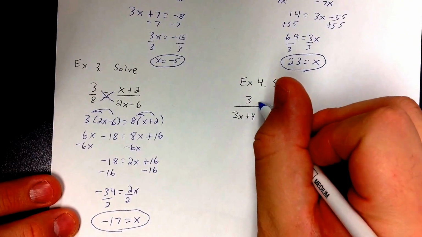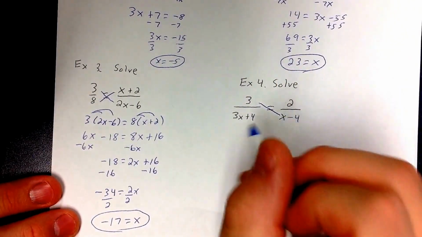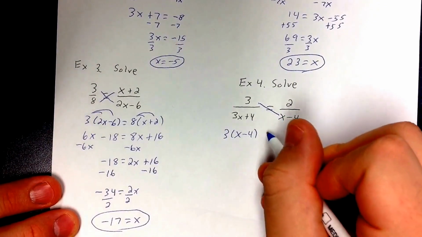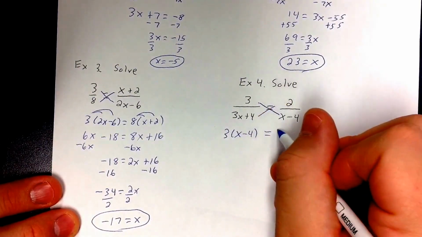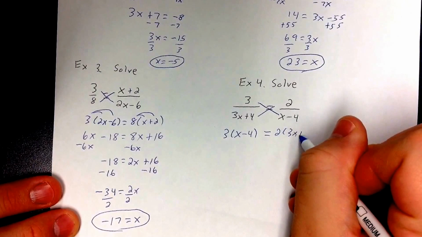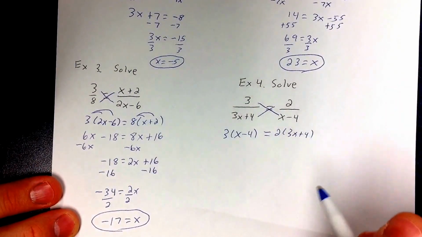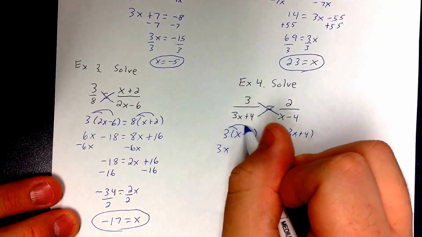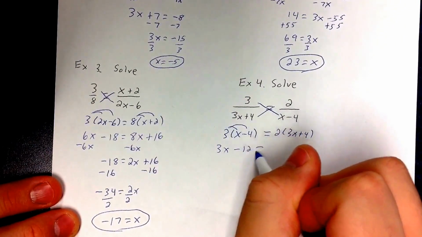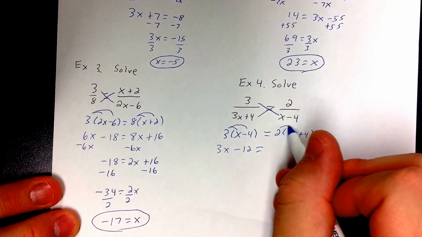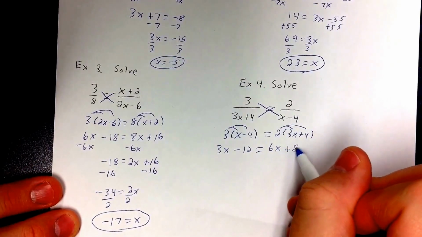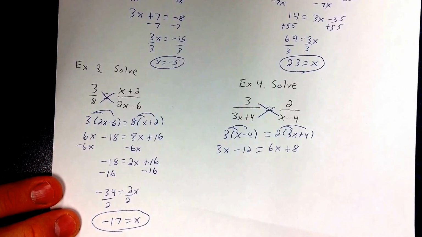Okay, example 4, again it's a proportion, so we multiply diagonally, so I got 3 times x minus 4 equals 2 times 3x plus 4. Again, distribute first. 3 times x is 3x. 3 times negative 4 is negative 12. 2 times 3x is 6x. 2 times 4 is 8.